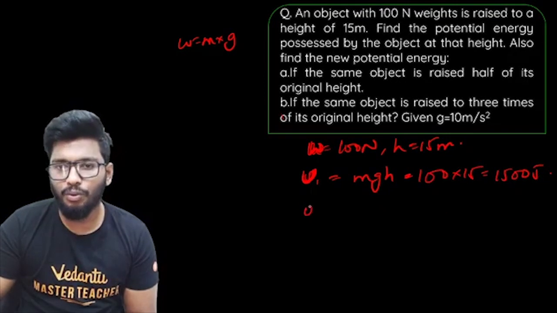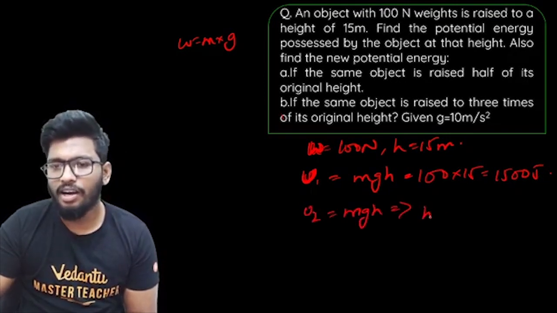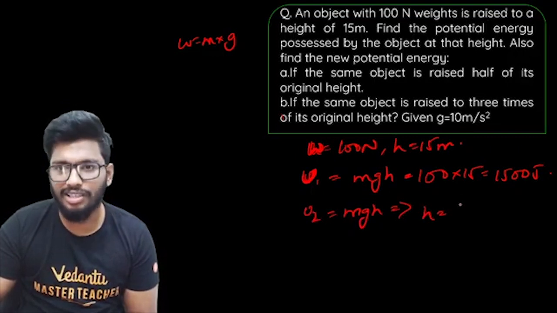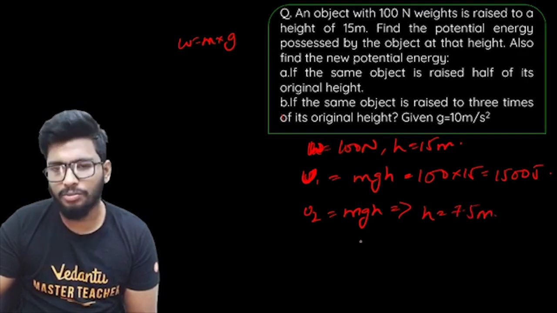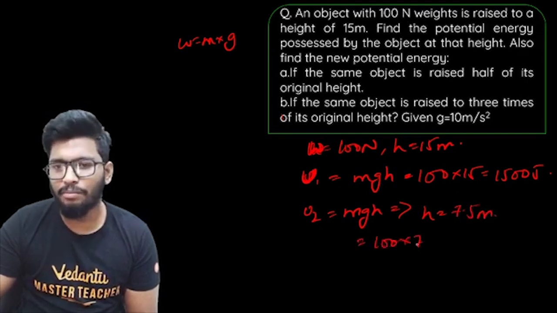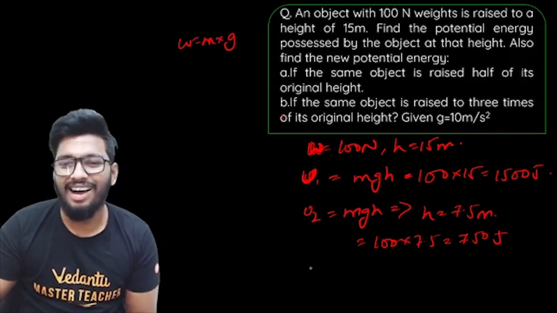Now for U2, the height is a little different. So what is the height now? Height has actually become half of it. So that's 15 divided by 2. It's nothing but 7.5 meters. Substitute the value, guys. 100 into 7.5. That's what? 750 joules. That'll be the answer for the second one.